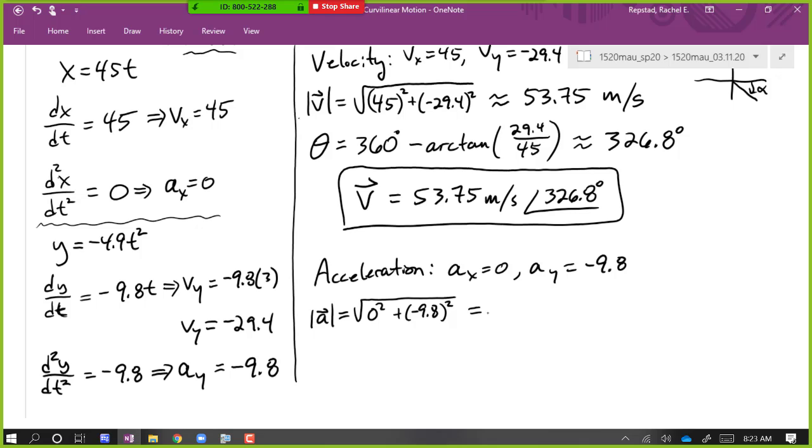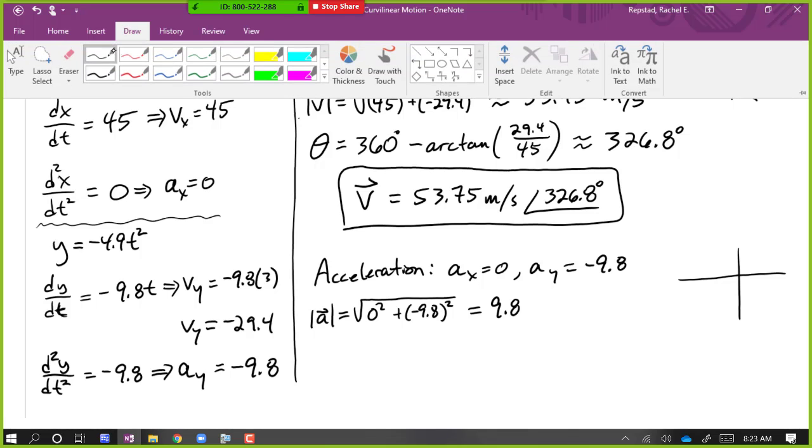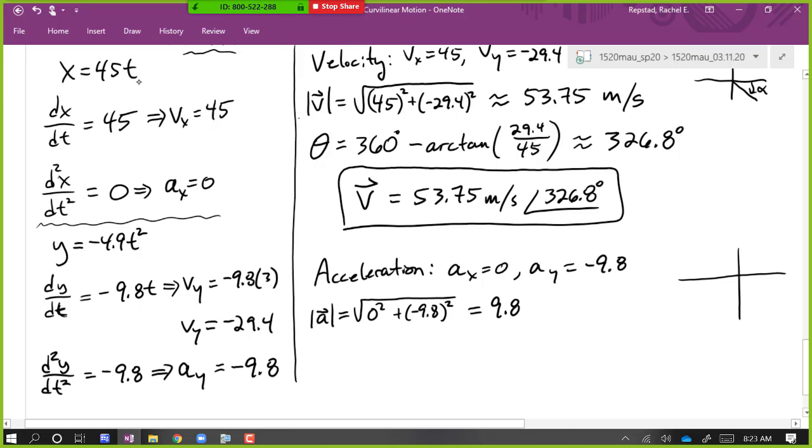Say that again? Yeah, 9.8. It's positive, magnitude's always positive, but that should make sense, right? This vector, if the x component is 0 and the y component is negative 9.8, is just straight down at 9.8. So its magnitude should be whatever that y component is.